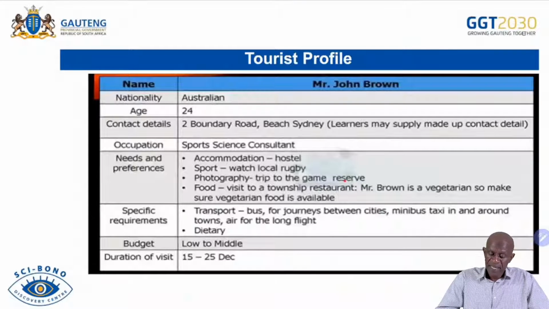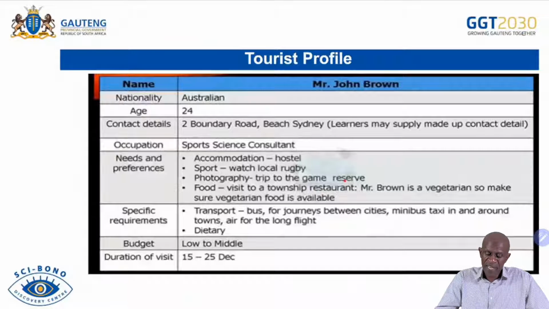The diet. I think when we explained the needs and preferences, we touched on dietary, the type of food. And some of the tourists, you may find that they are on medication and they are only allowed to eat certain kinds of food. Some of your tourists, because of their religion, are confined to eating some type of food only.